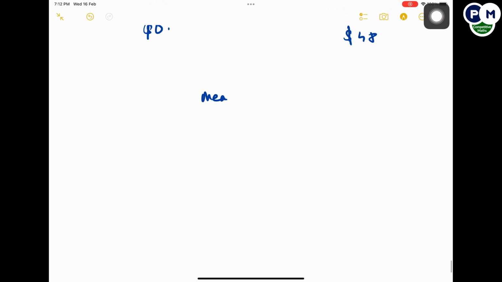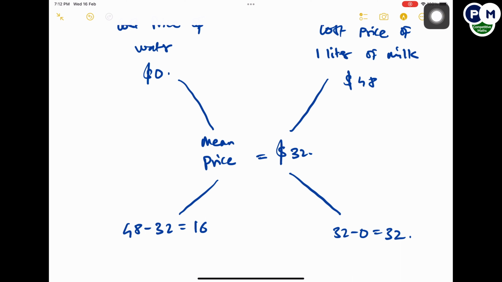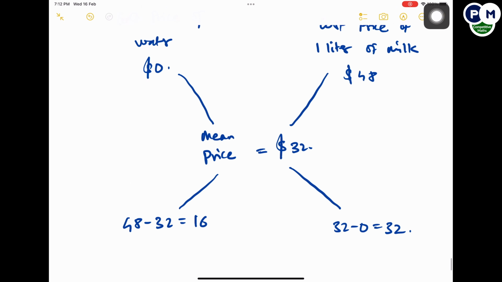Cost price of water is $0 and cost price of 1 liter of milk is $48. And mean price equals $32. By using the mean price, we further get the revised water price and revised cost price of 1 liter of milk respectively. So, water to milk ratio would be 16 to 32 is equal to 1 to 2.